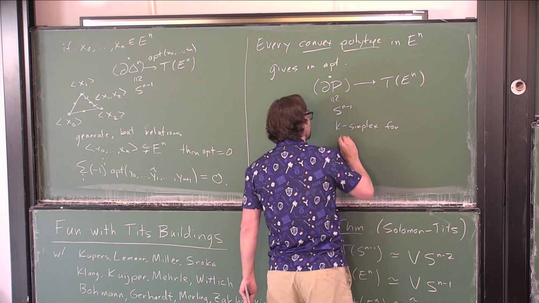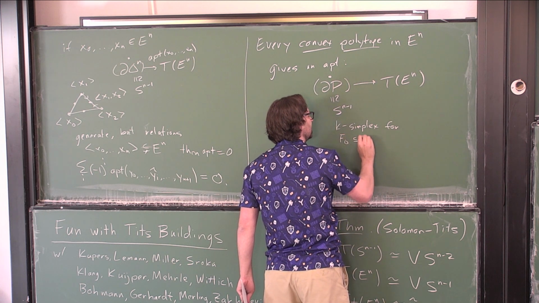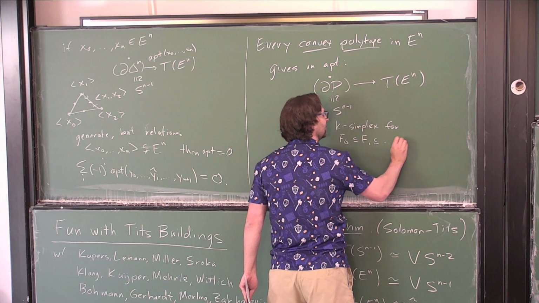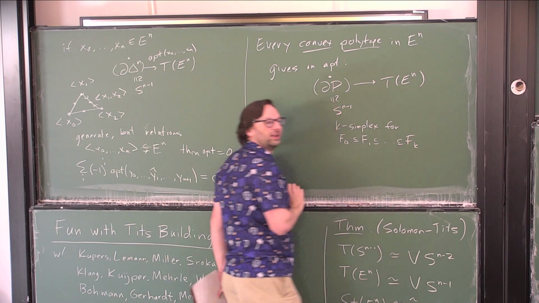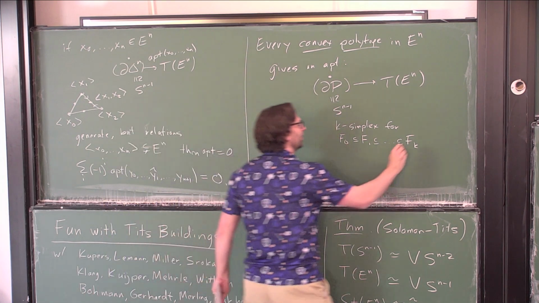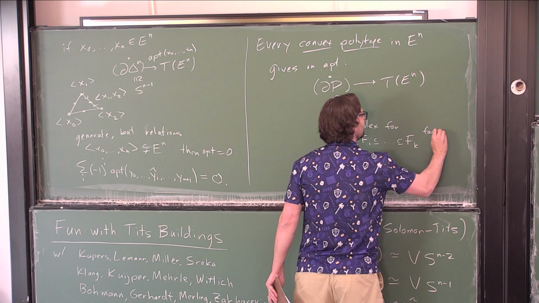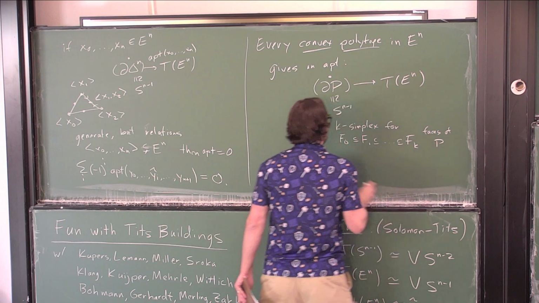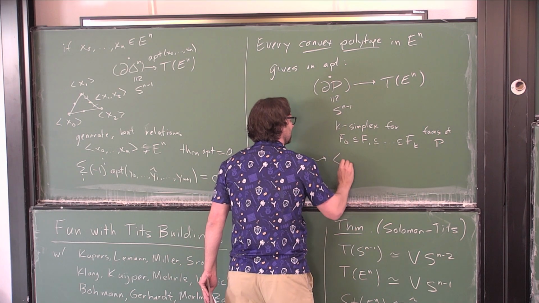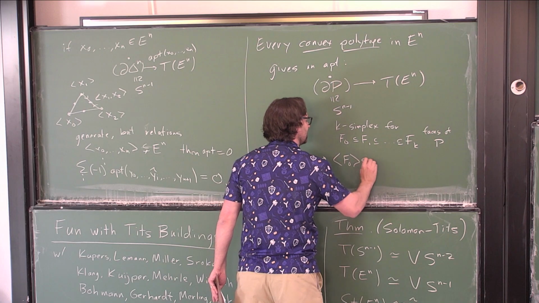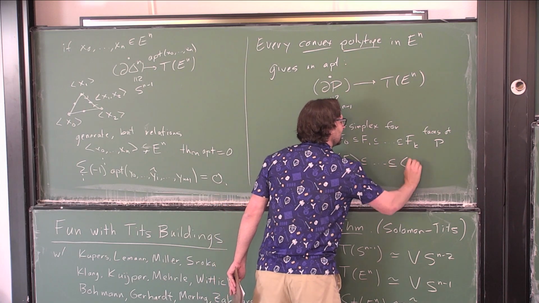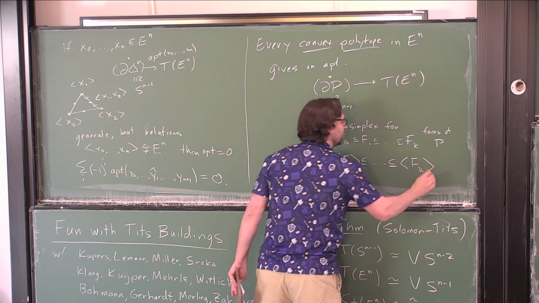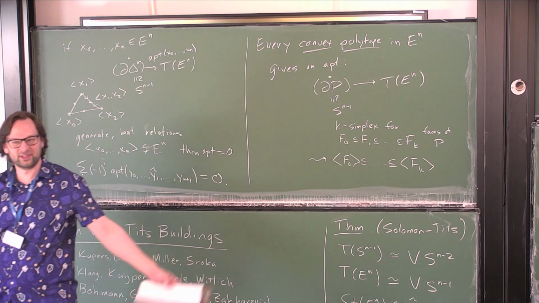So now I get this complex that has a k-simplex for each flag of inclusions of faces of the polytope. So those are faces of P. Okay, so now in the Tits building, I'm just going to send that. I'm just going to do the most obvious thing. I'll just send that to the flag of inclusions of the spans. And so that's the simplex in the Tits building.